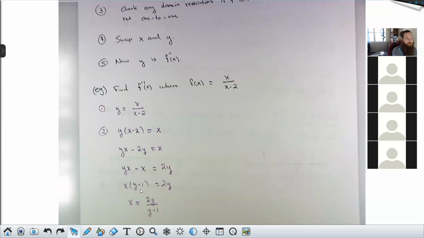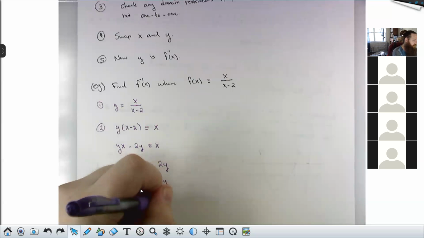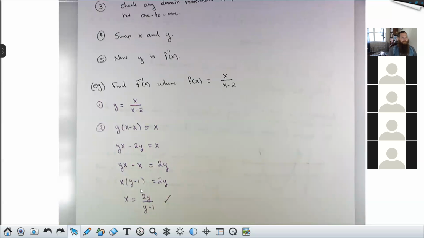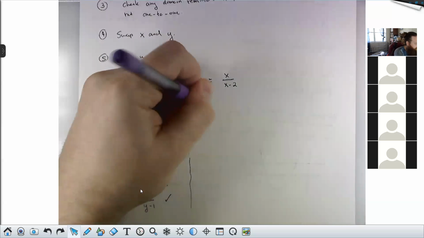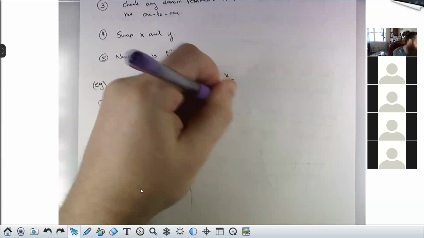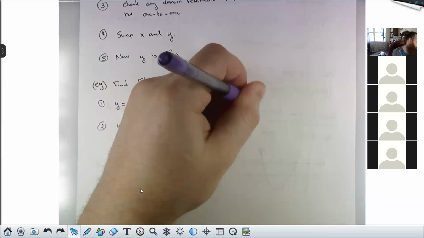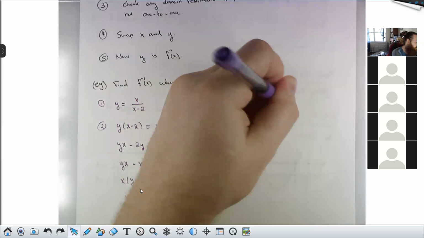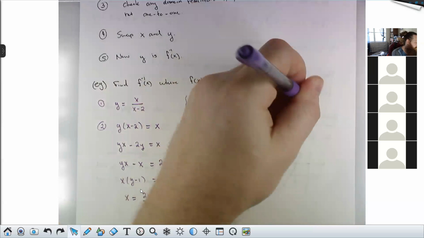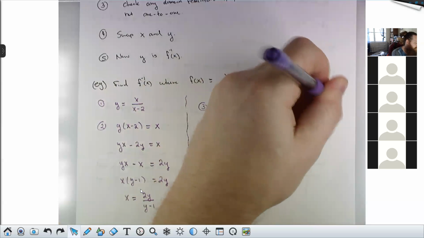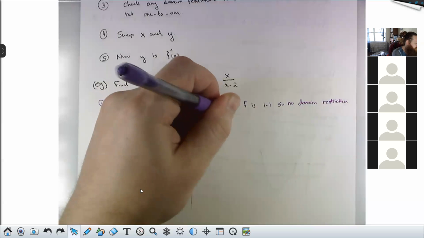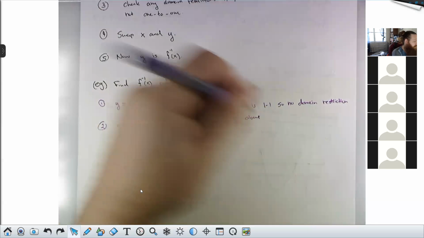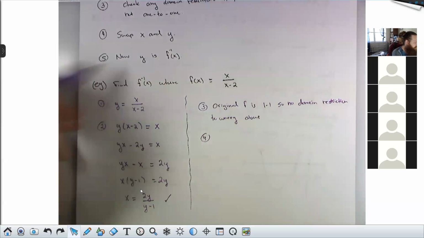We have solved that for x. Done. So that's step 2. Step 3 here, I'm going to continue over here, conserve some paper. Step 3, the original f is 1-to-1, so there's no domain restriction to worry about. Which means we can move to step 4, which is swapping x and y.